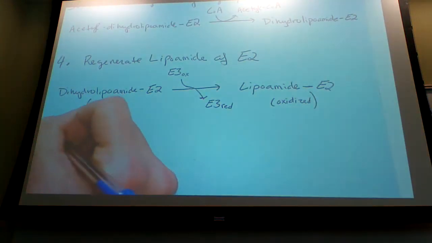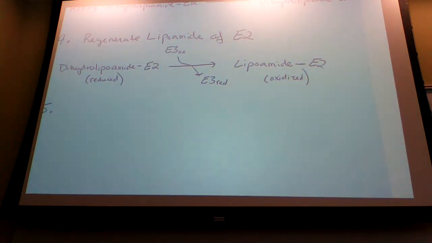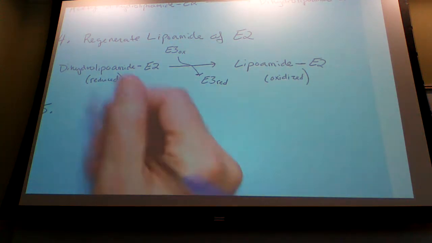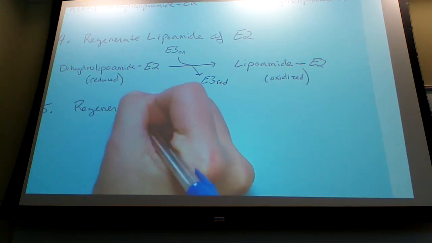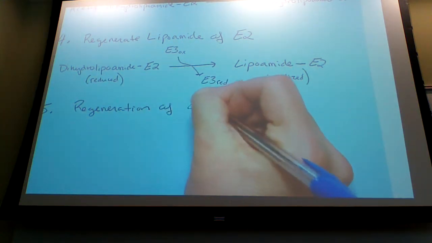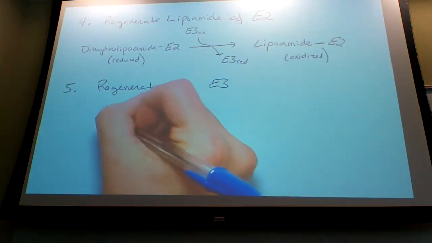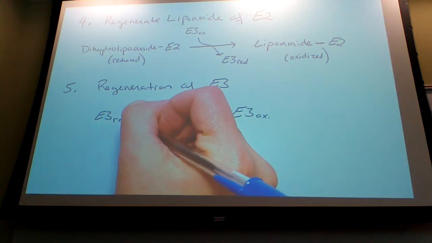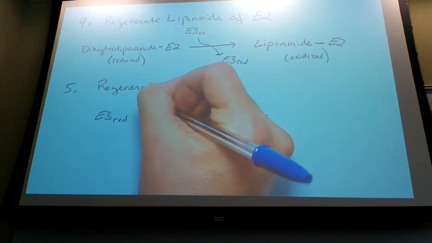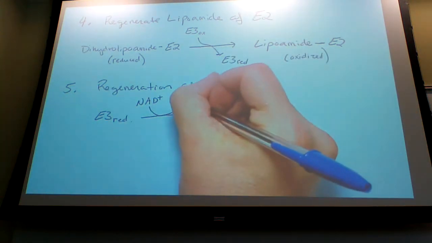And then the next problem is that now we have this reduced form of E3, and we have to regenerate that. So step 5 is regeneration of E3. So I have my E3 in its reduced form. I'm going to turn it back into an E3 in its oxidized form. And to do that, we actually need NAD in its oxidized form, and it's going to get reduced.